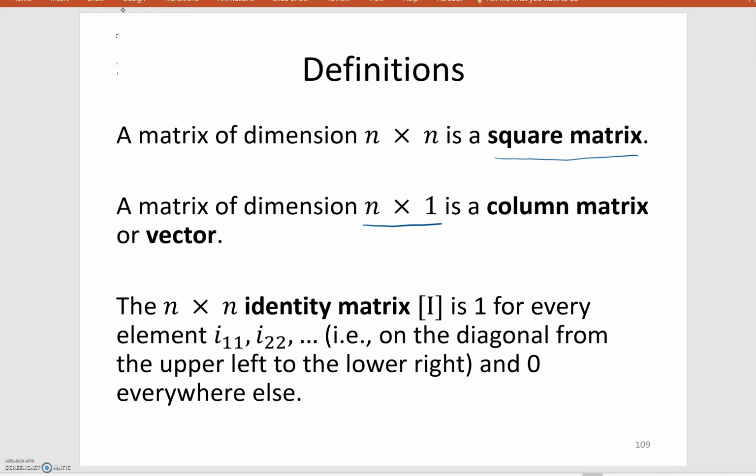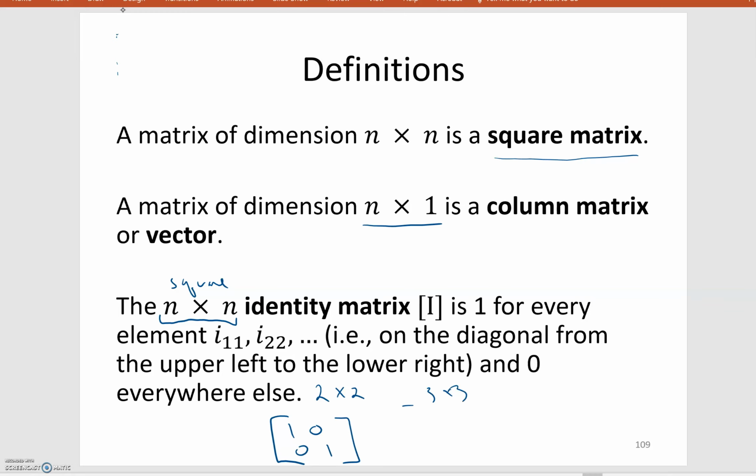Third definition, the n by n identity matrix, so it's square, it has to be square. I is 1 for every element I11, I22, and so on and so forth, on the diagonal from the upper left to the lower right, and 0 everywhere else. So that one is best described by actually looking at some. So the 2x2 identity matrix is this. 1 on the main, this is called the main diagonal. 1 on the main diagonal, 0 elsewhere.